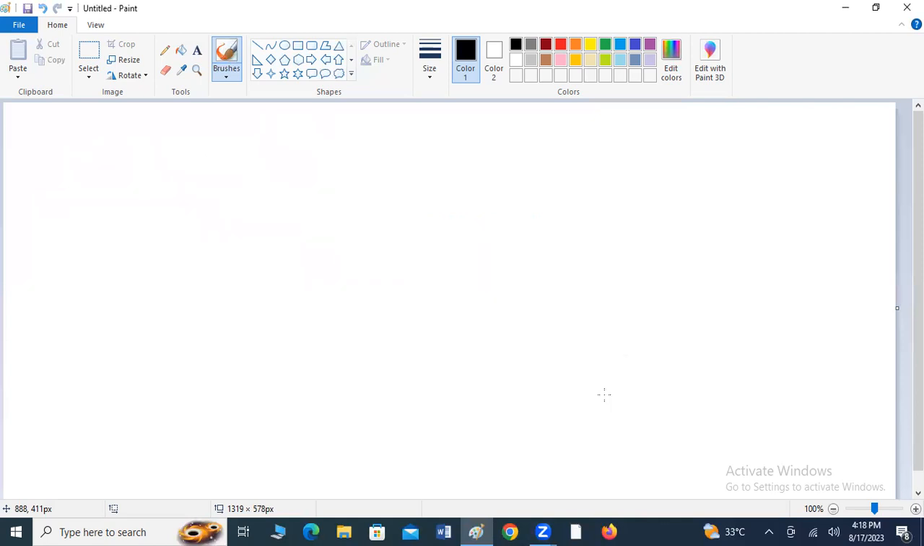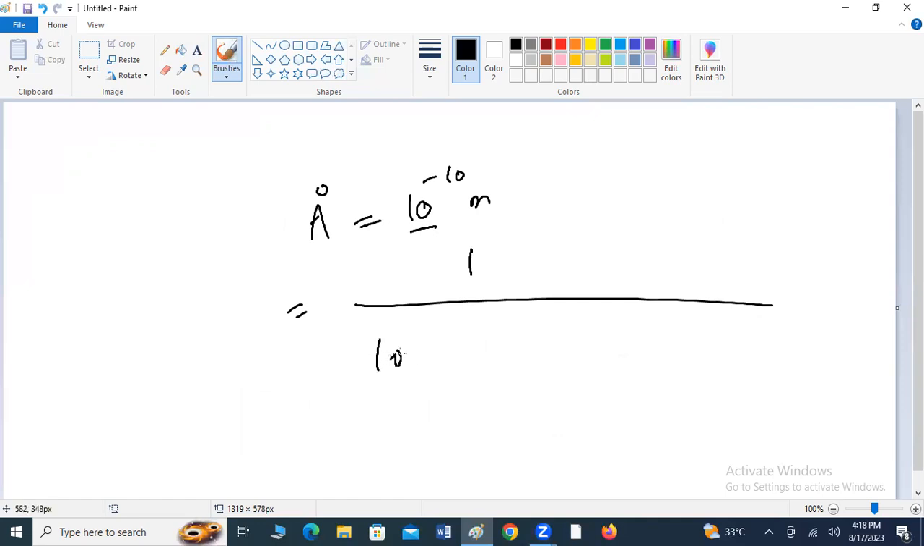Angstrom is again one of the units of length. It is equal to 10 raised to power minus 10 meters. This is a very small unit of length. This is a very big value, but just one part of this big value is equal to 1 angstrom.